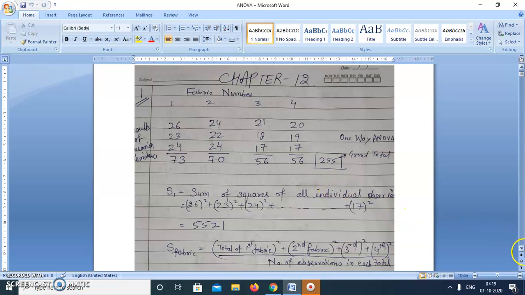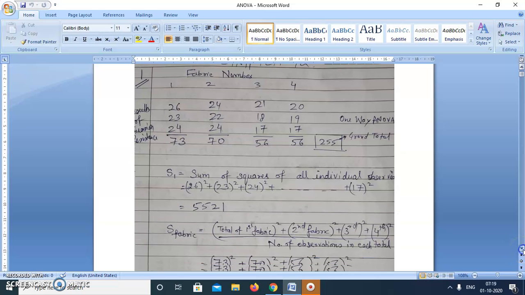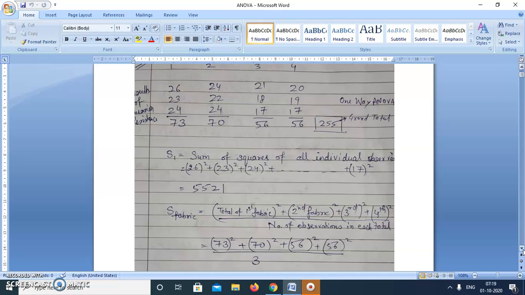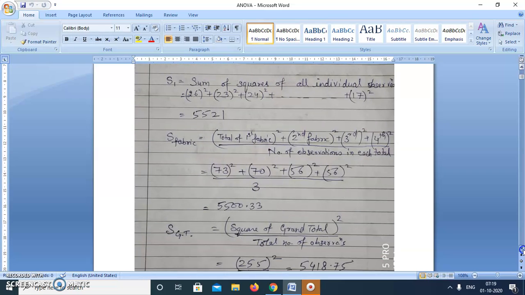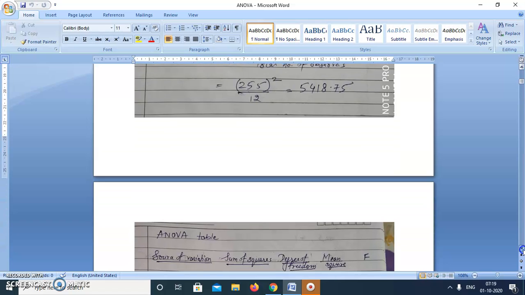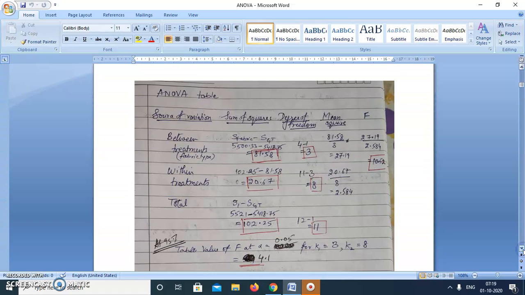Okay, the process we discussed in the last class was, first we calculate the sum of squares of all individual observations, then we calculate the sum of squares for fabric and sum of squares for grand total. And then we make this ANOVA table in which we get the between fabric type variation and within fabric type variation. What is the meaning of these terms? I have already shared a link of a video also for better understanding. You may go through that also.